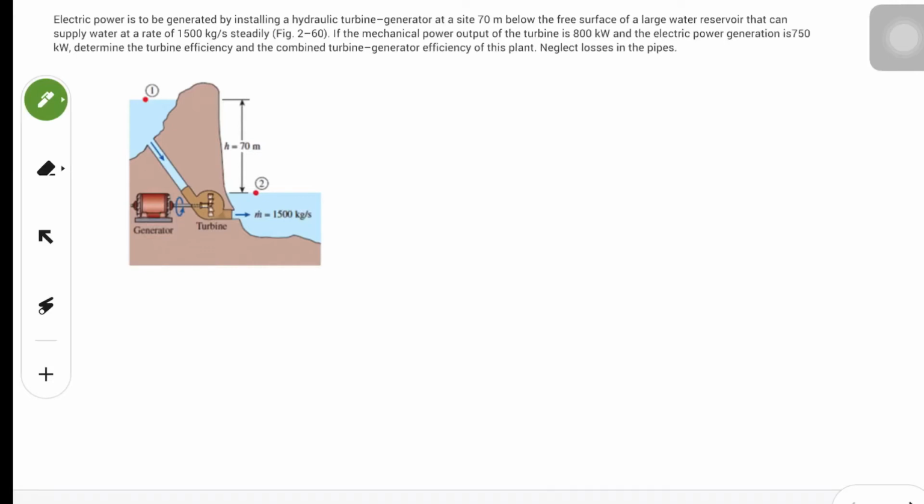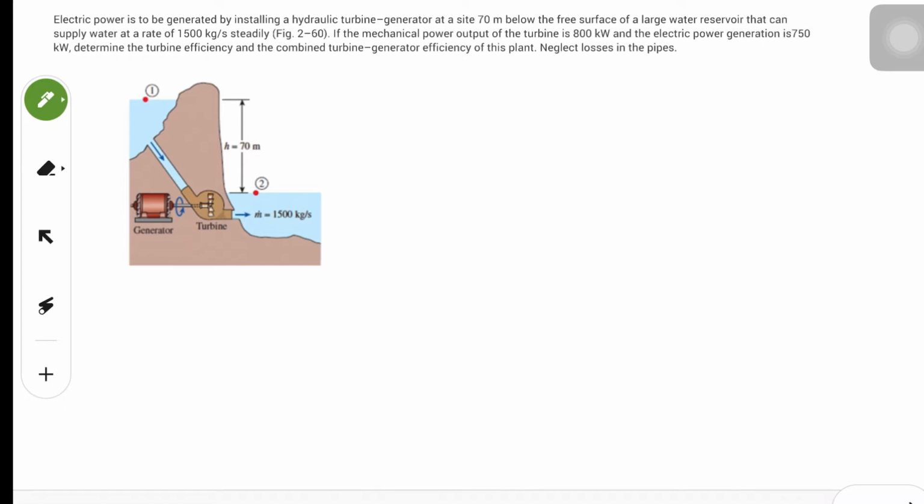So electric power is generated by installing a hydraulic turbine generator at a site 700 meters below the free surface of a large water reservoir that can supply water at a rate of 1,500 kg per second steadily. If the mechanical power output of the turbine is 800 kilowatt and the electric power generation is 700 kilowatt, we need to determine the turbine efficiency as well as the combined turbine generator efficiency of this plant.